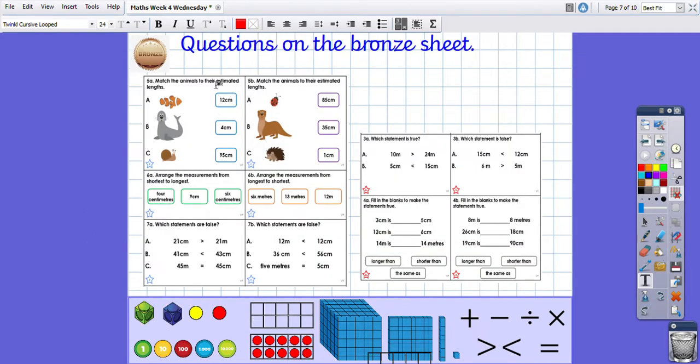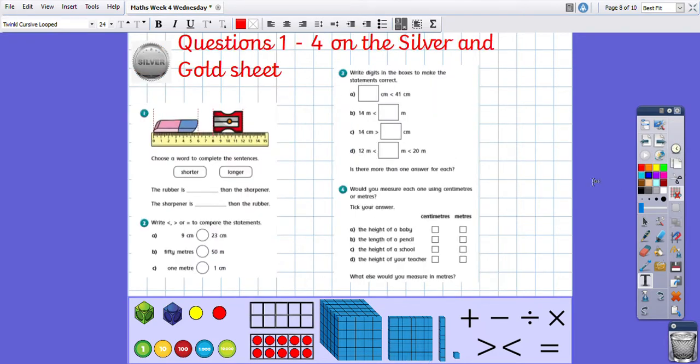Bronze today. You need to match the animals to their estimated lengths. Okay, so just have a really good guess. Arrange the measurements from shortest to longest and tell me which statements are true and false, which statement is true, which statement is false, and then fill in the blanks. You should be able to do that nice and easily if you've listened really carefully.